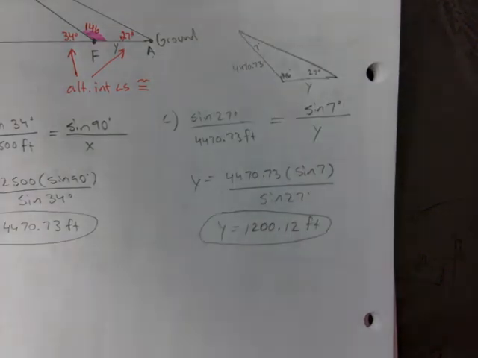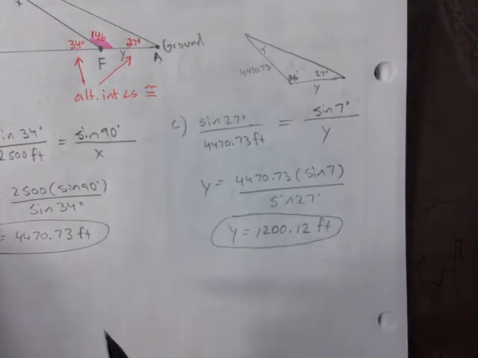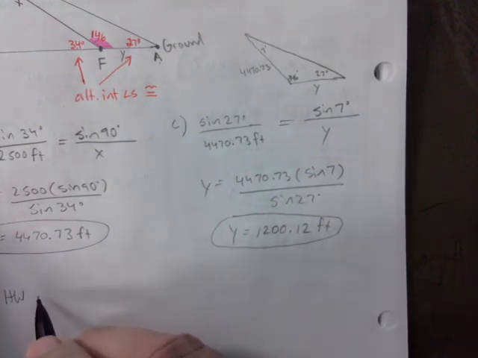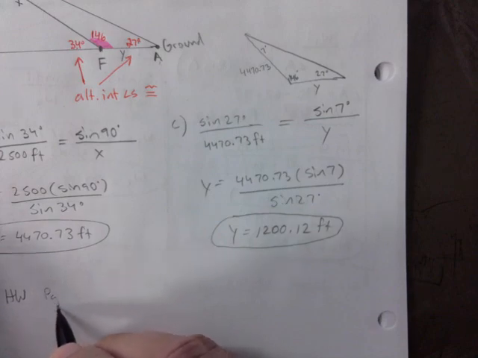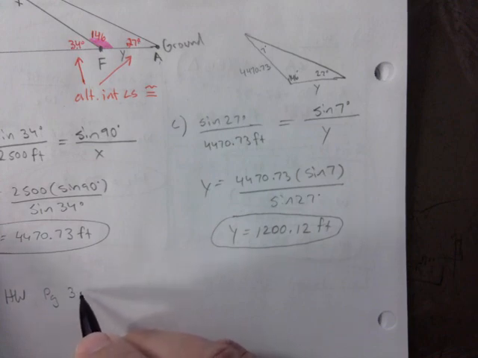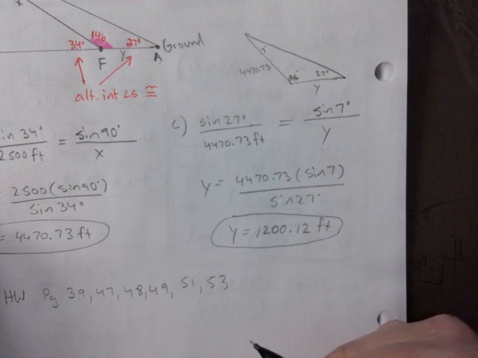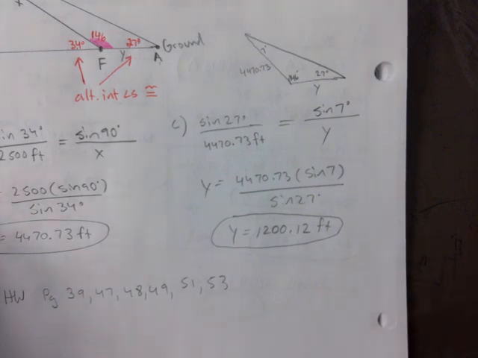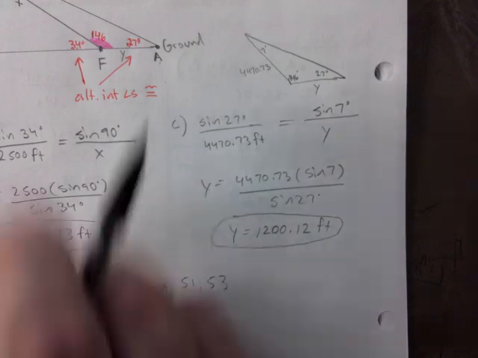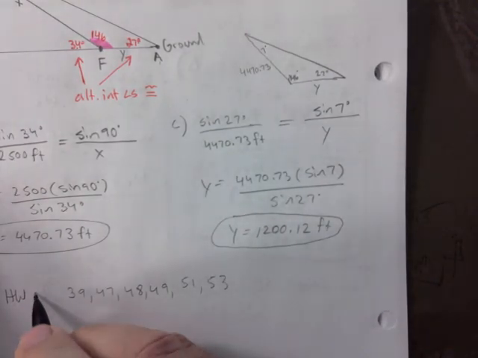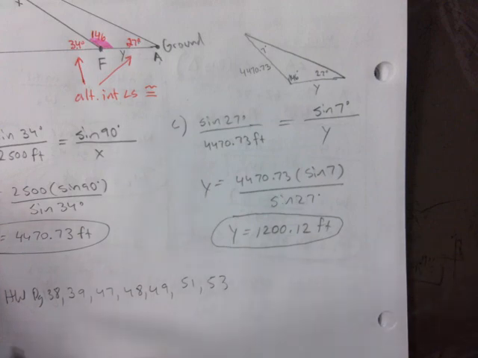Okay, I'm going to say for homework, I will basically give you all the pages that I assigned today for the whiteboard activity. So I said 39, 47, 48, 49, 51, and 53. Oh, I forgot about 38. 38 is right next door. Sorry about that. Page 38. Okay. I will post the answer keys to all of them.